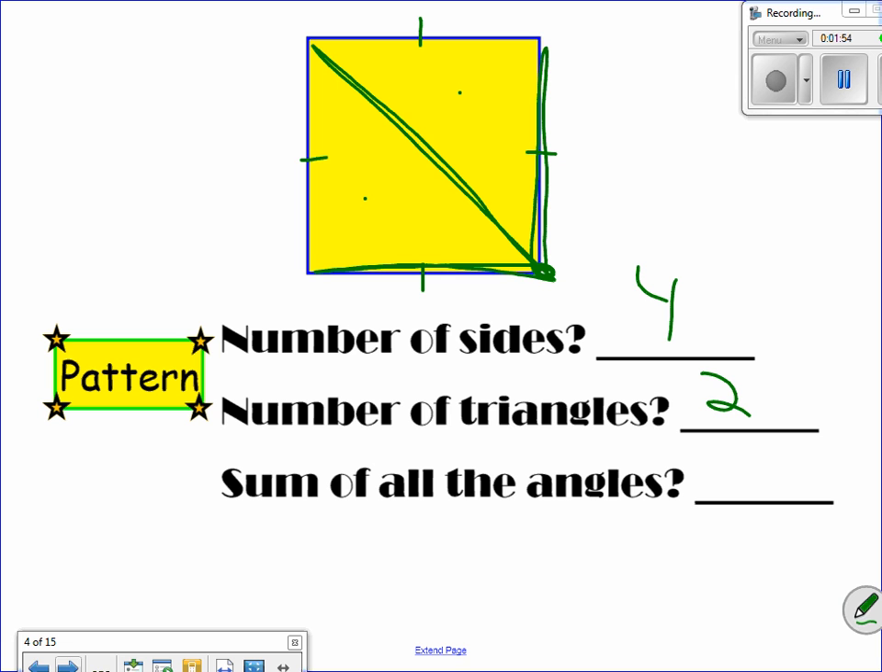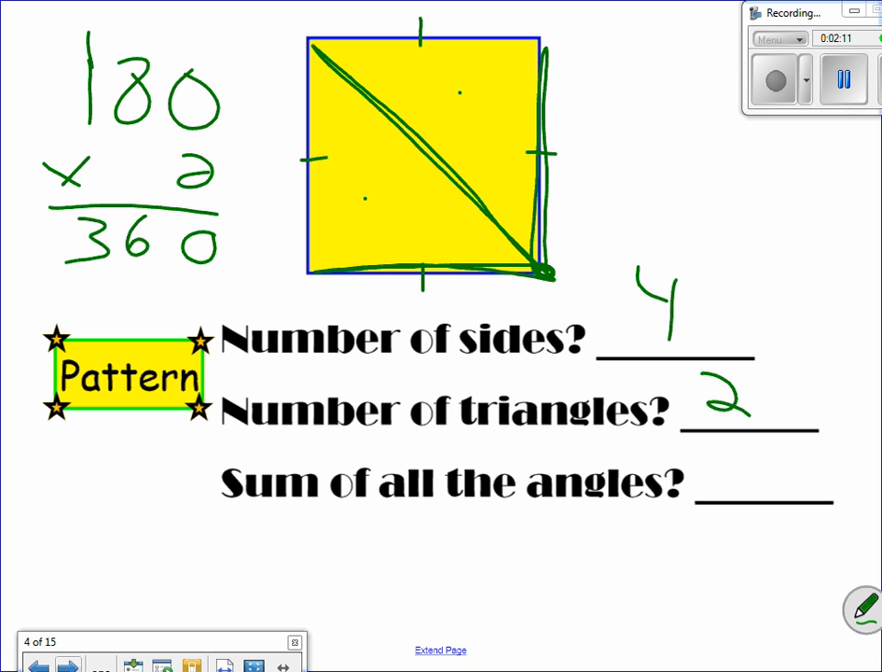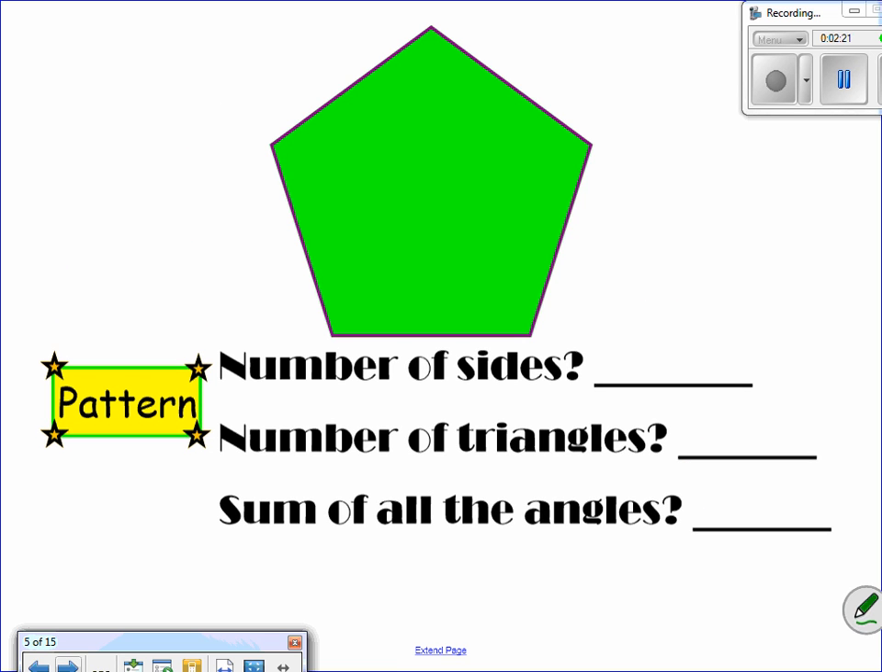What is the sum of all the angles in a square? This is how you solve this. I have a 2 here. How many triangles do I have? I have 2. So 180 times 2. 360. The sum of all the angles is 360. We kind of knew that because these were all right angles, right? 4 times 90 equals 360. Keep watching, okay? There's a pattern with all of these today.